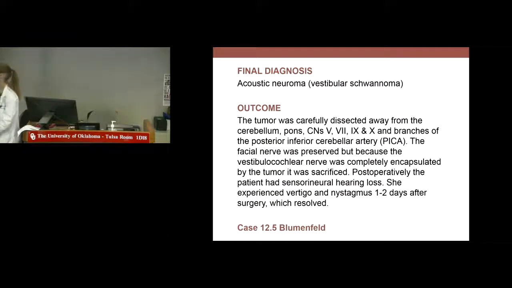So post-operatively, if you chop off the cochlear part of that, you will have sensory neural hearing loss. She did actually get vertigo and nystagmus a couple days after surgery, but that did resolve. So good for her. All right, that's it for cases for today.